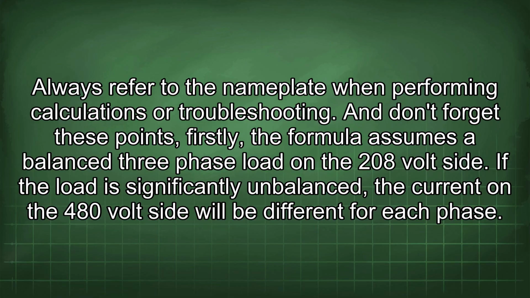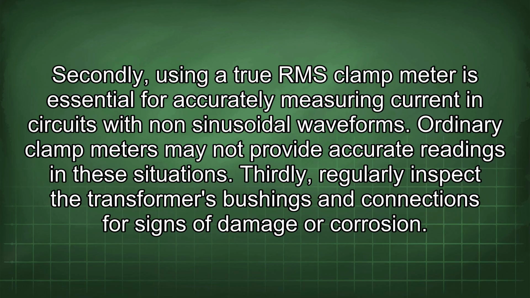And don't forget these points. Firstly, the formula assumes a balanced three-phase load on the 208-volt side. If the load is significantly unbalanced, the current on the 480 volt side will be different for each phase. Secondly, using a true RMS clamp meter is essential for accurately measuring current in circuits with non-sinusoidal waveforms. Ordinary clamp meters may not provide accurate readings in these situations.